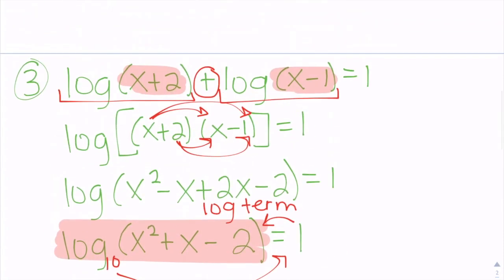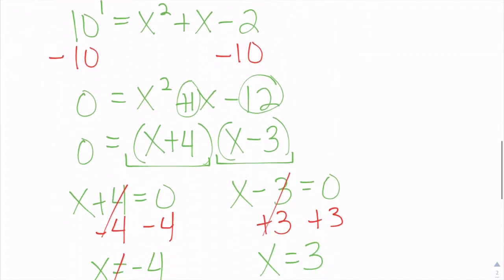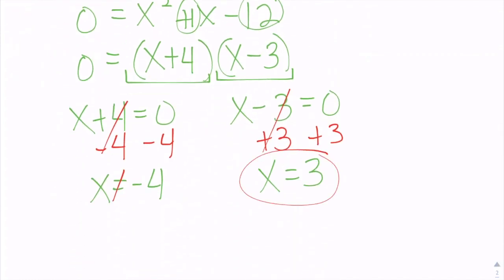So we're going to go back up here and test if we put 3 in for x right there. Do we get negative arguments? We do not, which means this will work. And so x equals 3 would be our final answer.